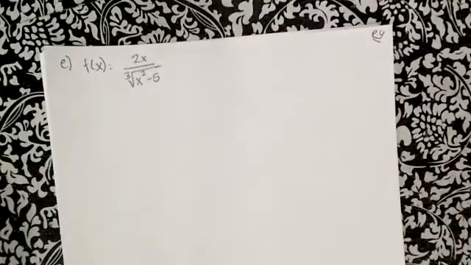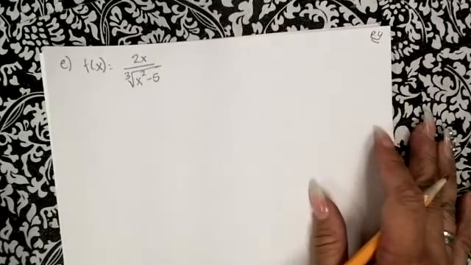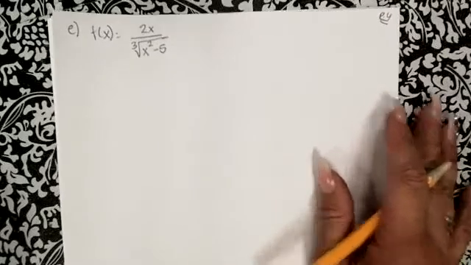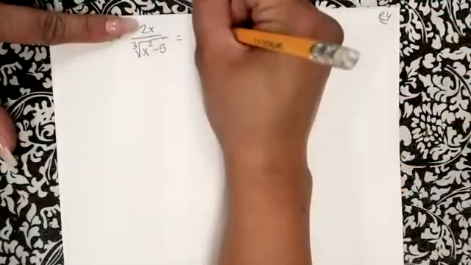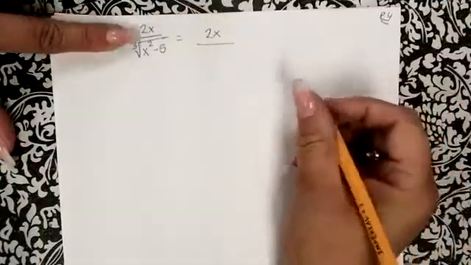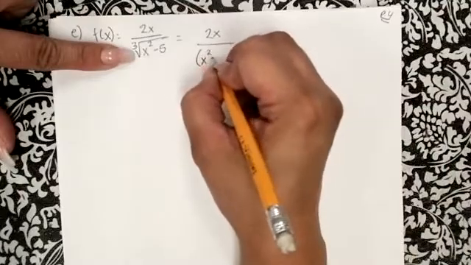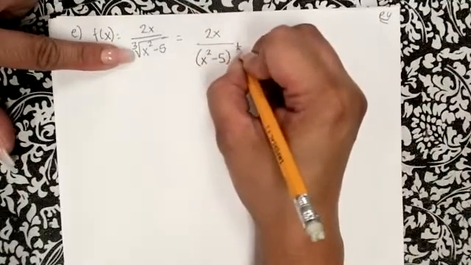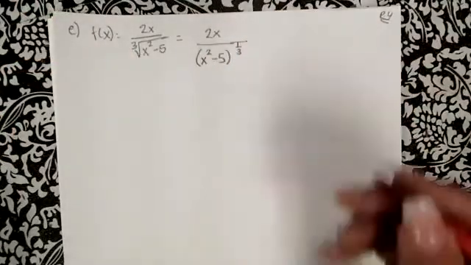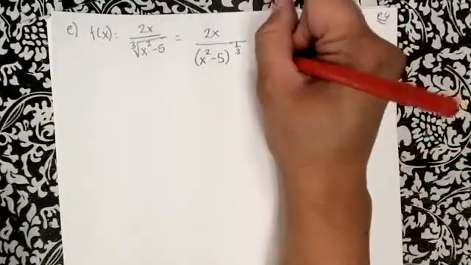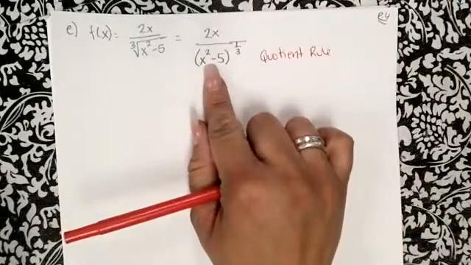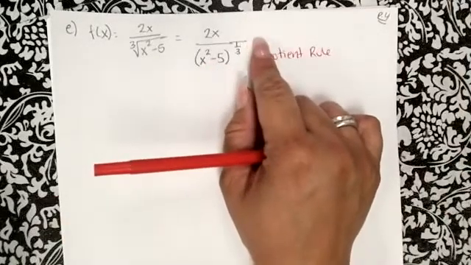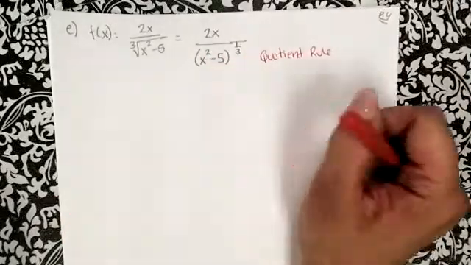Now on this one, you can actually solve this using the quotient rule. I'm going to go ahead and do the quotient rule on this one. The numerator is going to be a 2x. The denominator is x squared minus 5 raised to the 1/3 power. So it's a quotient rule because you are dividing. Technically, you can actually move that to the numerator and just put a negative 1/3 power and then do the product rule and it'll still work.